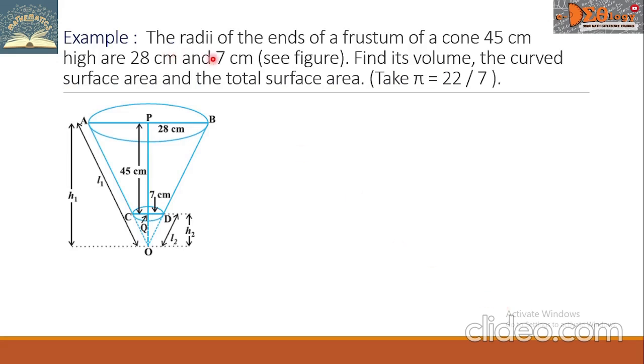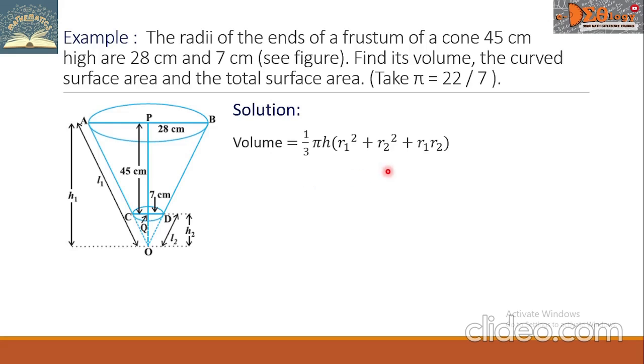Example, the radii of the ends of a frustum of a cone 45 cm high are 28 cm and 7 cm. See this figure. Find its volume, the curved surface area, and the total surface area. Take pi equals 22/7.